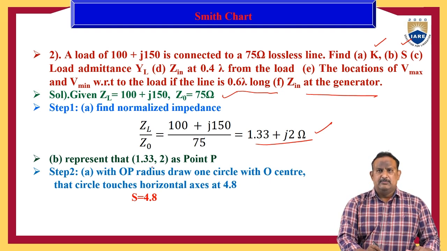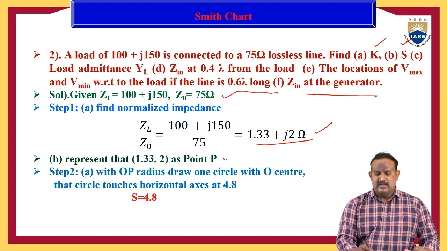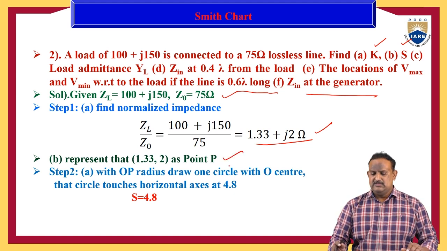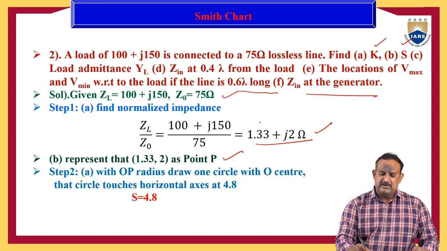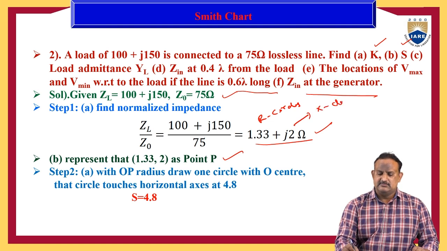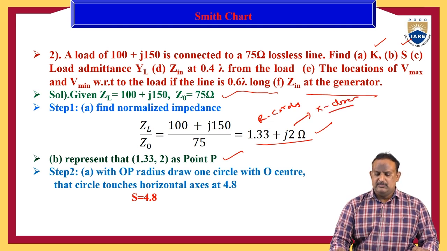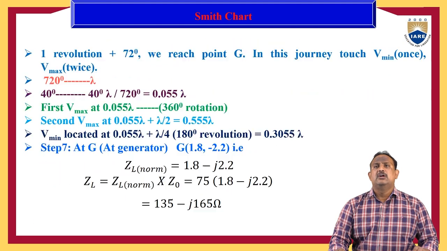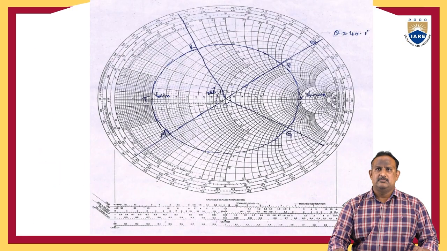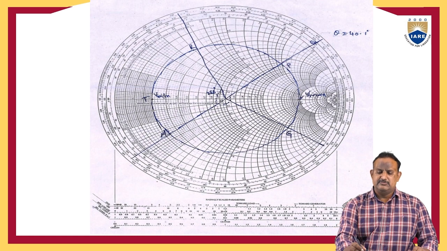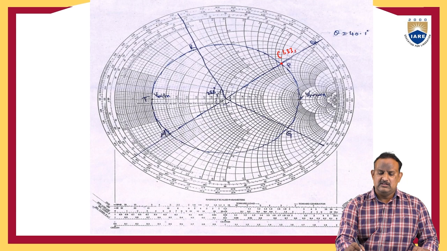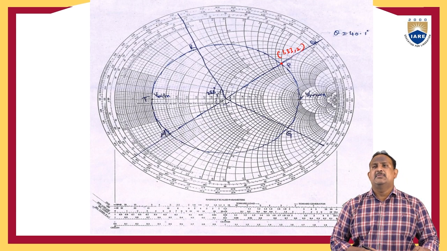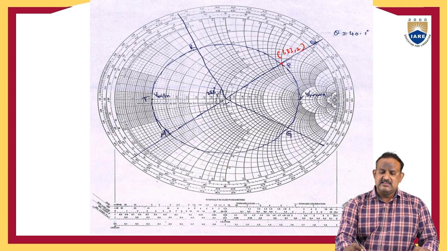Next, represent that 1.33 comma 2 as a point P on the Smith chart. Here 1.33 represents the R circles and 2 represents the X circles. So to mark a point in the Smith chart, the point P represents 1.33 comma 2.